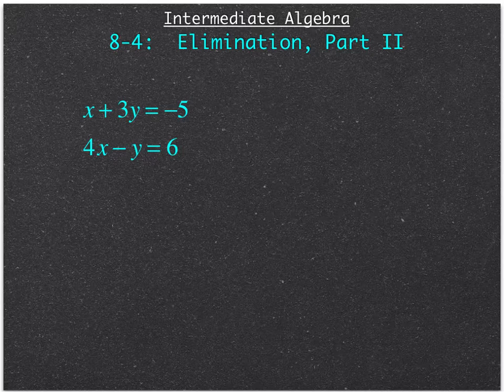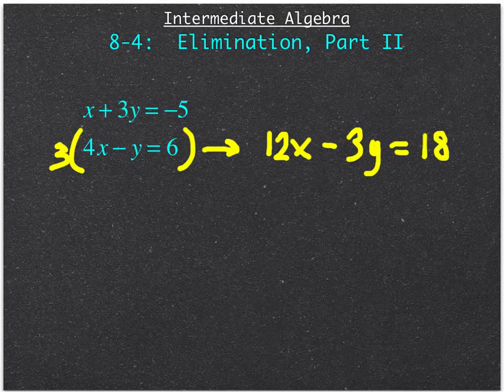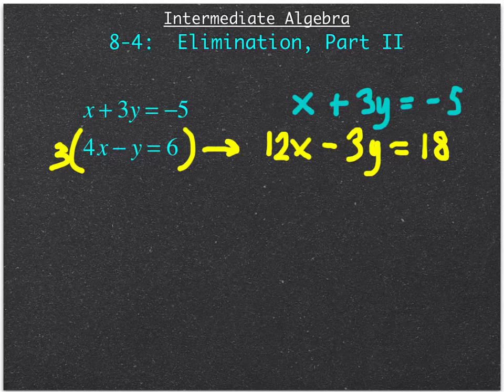There's more than one right way to do these, but my first thought here is I see a plus 3y. Would there be any way to make this a minus 3y? Sure enough, if I multiply this whole equation by 3, that would work out. So I use my distributive property and get 12x minus 3y equals 18. Meanwhile, my top equation doesn't change at all, so I'll just bring that straight across: x plus 3y equals negative 5. Now notice, I do have that opposite situation right here.